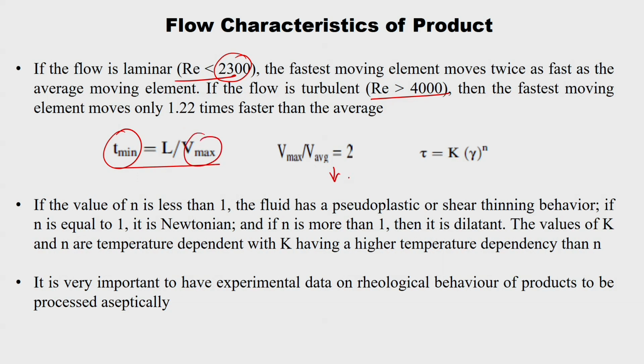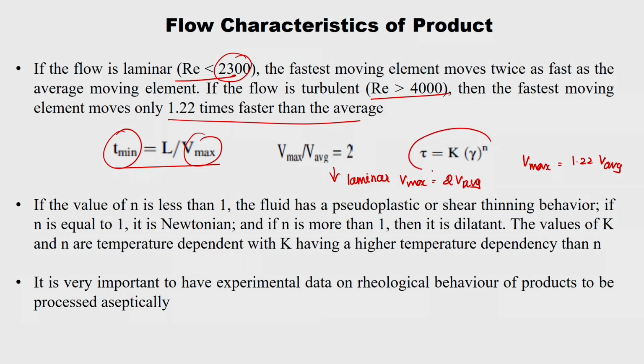So, if it is laminar, your V max is 2 into V average, and if it is turbulent, then it is 1.22 times faster than the average velocity. Then your V max is nothing but 1.22 into V average. Right.